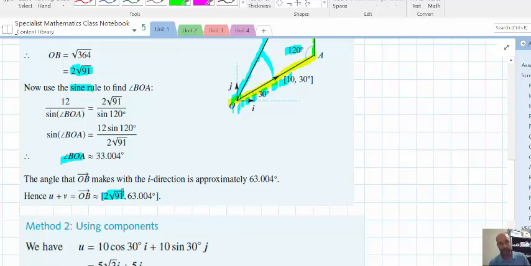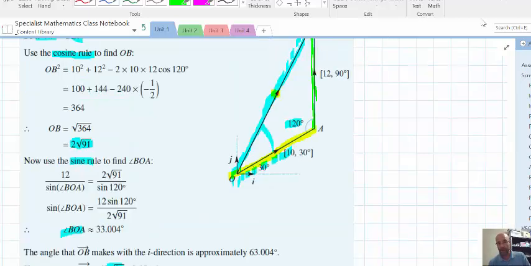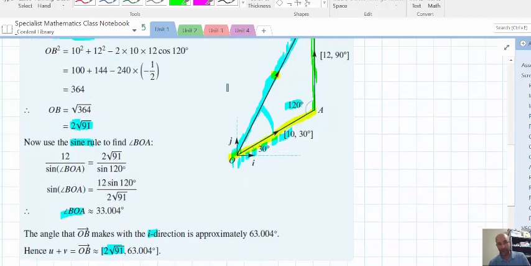And basically we get 33.004 is the angle that separates these two vectors here. But that's not the answer. Remember, we need the angle from the i direction, because we've got two-dimensional vectors here. So the i direction is where we start measuring.